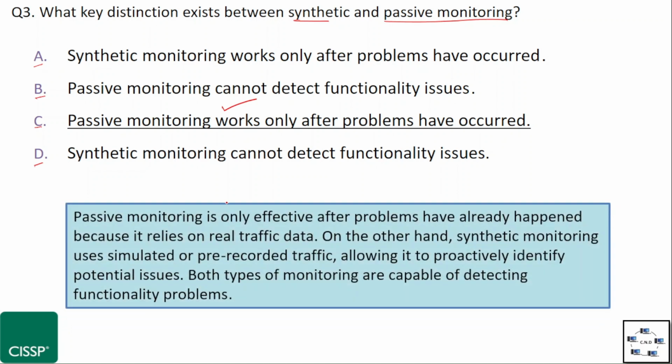So let's go to the explanation. Passive monitoring is only effective after problems have already happened because it relies on real traffic data. On the other hand, synthetic monitoring uses simulated or pre-recorded traffic, allowing it to proactively identify potential issues. Both types of monitoring are capable of detecting functionality problems.